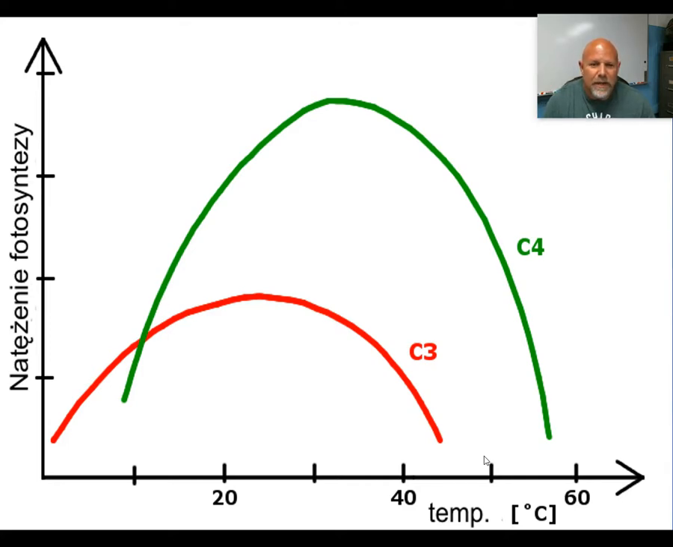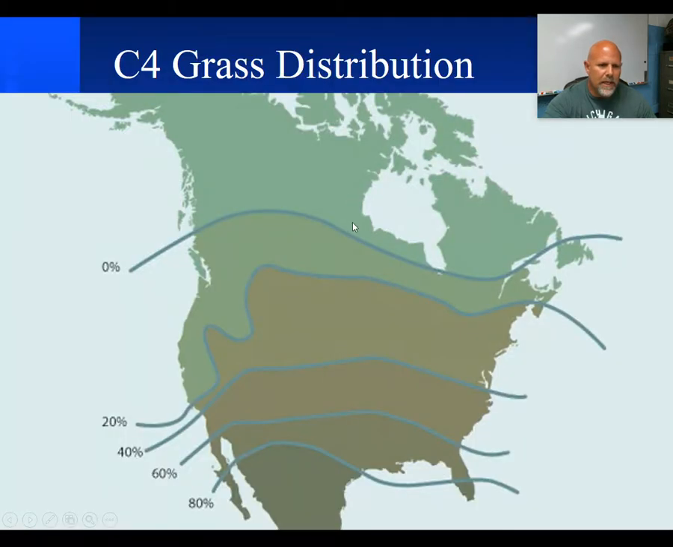In places where it's hot like that all the time, like Brazil, C4 plants do quite well. Sugar cane and corn and things like that grow super well down in Brazil. And here's kind of a grass distribution of the types of grasses we see. So if you go above this line, everything is C3. As we make our way south, it becomes more and more C4 plants. And as you get down into southern Mexico and Central America and South America, pretty much all the grasses are C4 grasses.